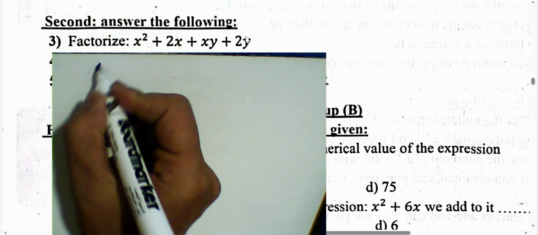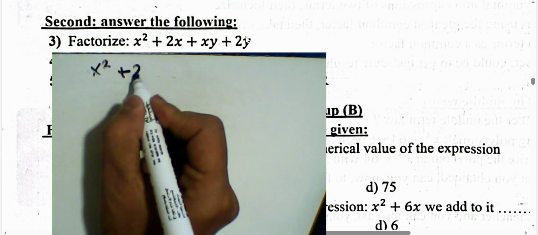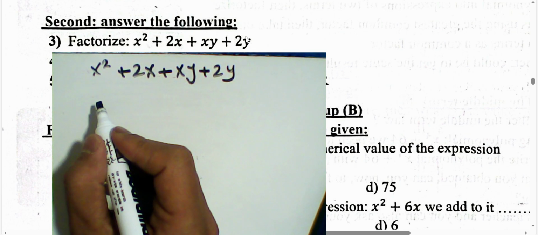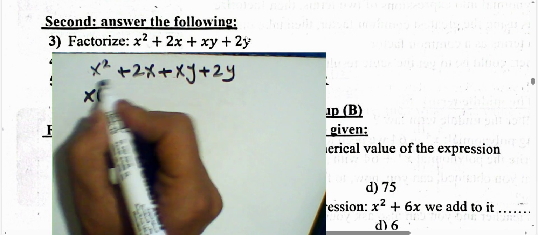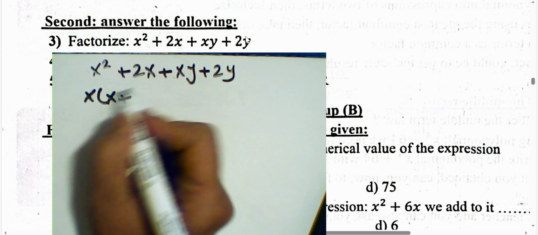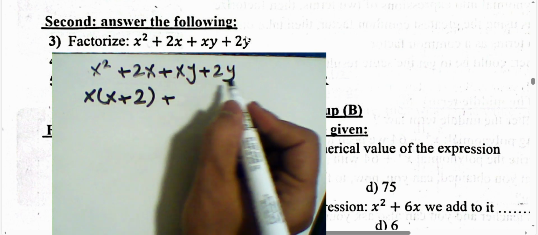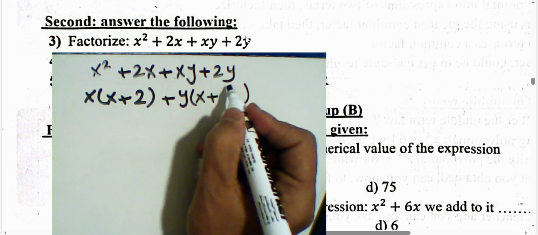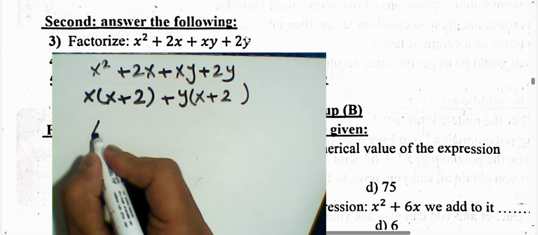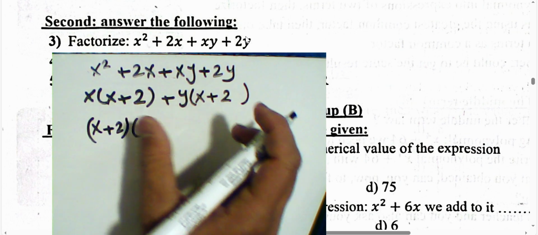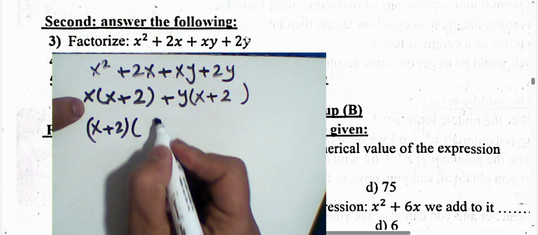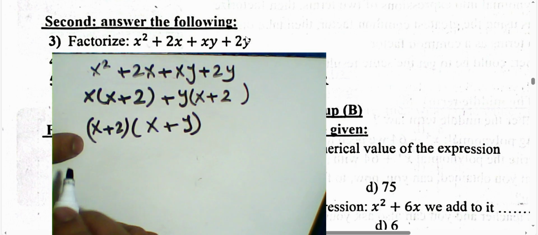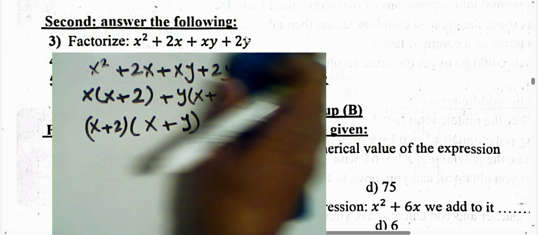Next question here. Factorize this expression: x² + 2x + xy + 2y. We can write x as the common factor between 2 terms. x² divided by x equals x, 2x divided by x equals 2, and for xy + 2y we can write y as the common factor between 2 terms. xy divided by y equals x, 2y divided by y equals 2. Then we have x + 2 as the common factor between the 2 expressions. The first expression divided by x + 2 equals x, and the second expression divided by x + 2 equals y. Then the answer will be (x + 2) times (x + y).